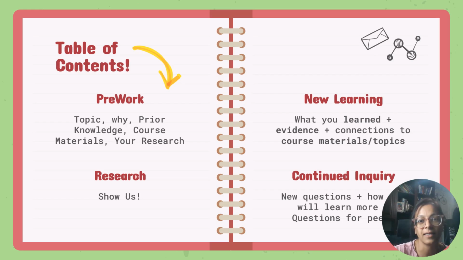Here's the table of contents. First I'm going to go over the pre-work. I'm going to talk about the topic, why I chose it. I'm going to show you my research. I'm going to talk a little bit about the learning I've gained from this assignment, and then I'm going to provide some ideas about my continued inquiry and what I'd like to learn about, what I'd like to do with some of the information I've already learned from this assignment. And then I'll have some questions I will pose to the class.